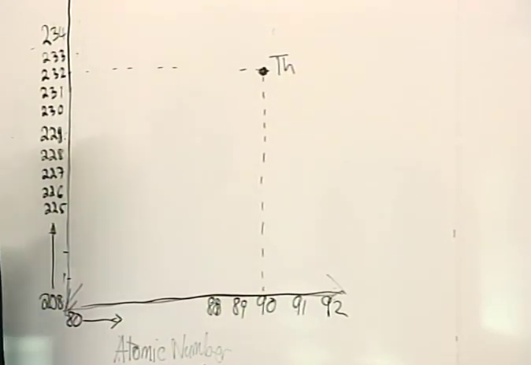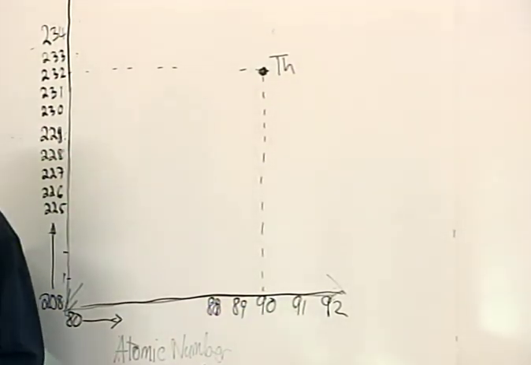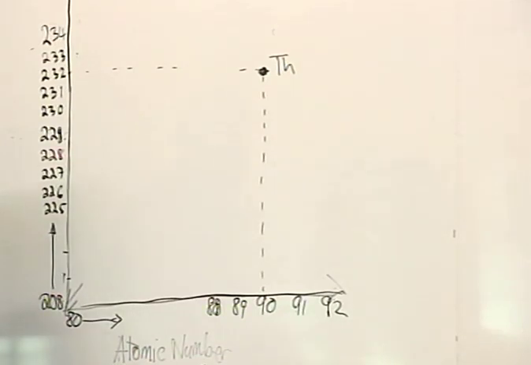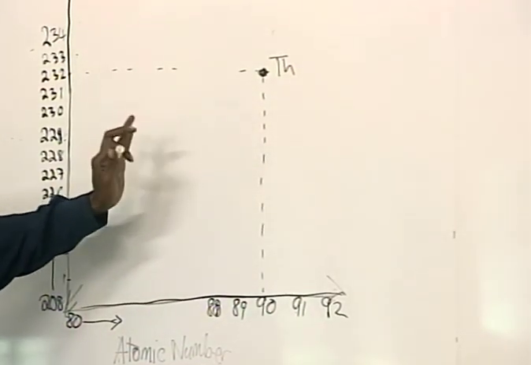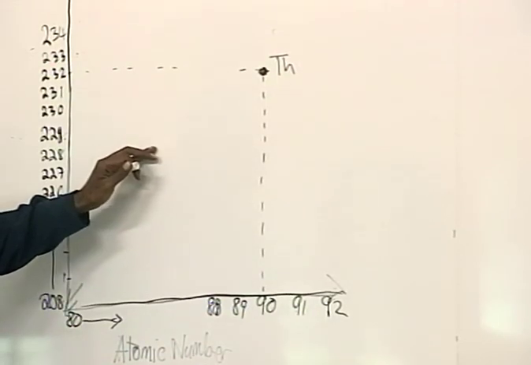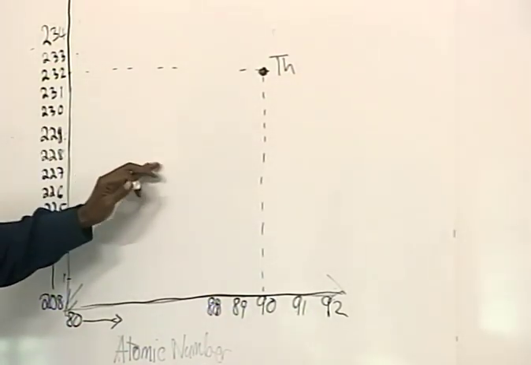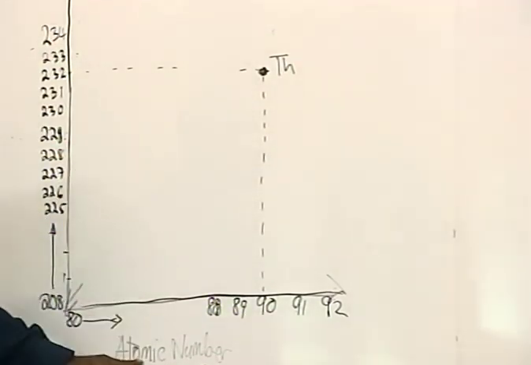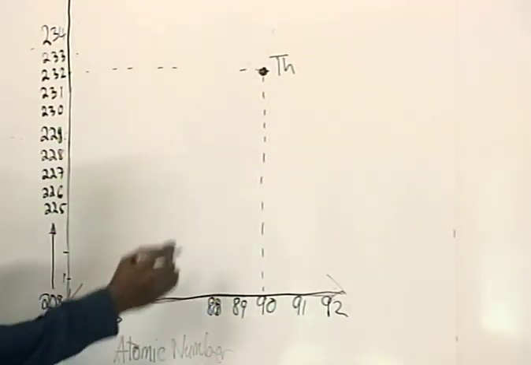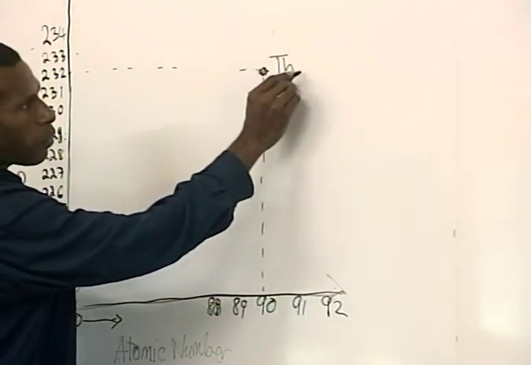All right, the next mode of decay. Looking at this decay, you'll find that there is no change in the mass number, but there is an increase in the atomic number. So using this, you just follow that.